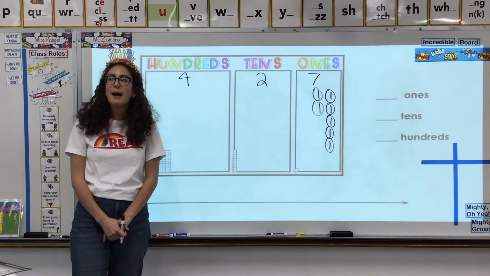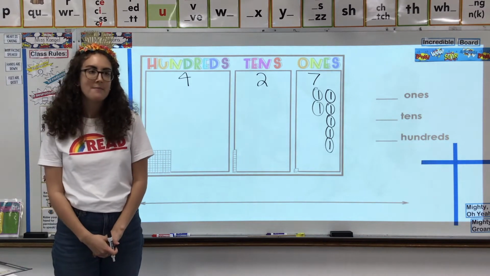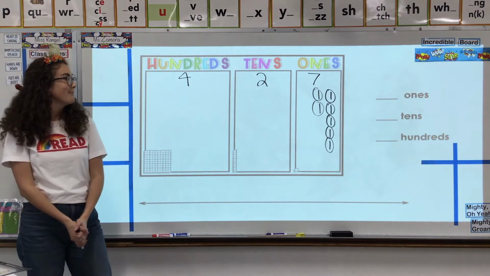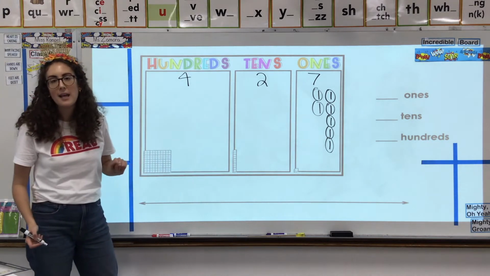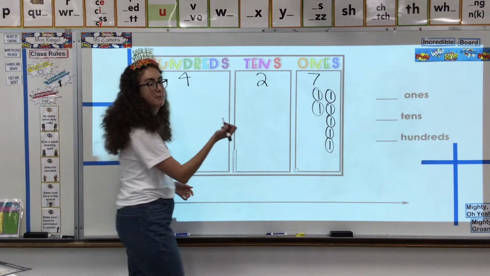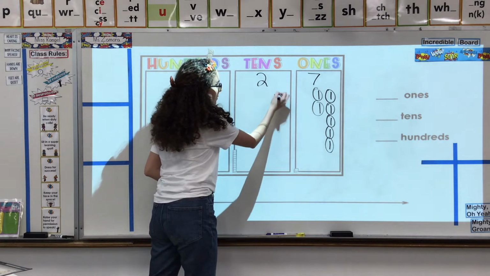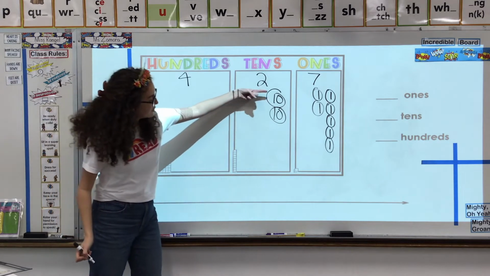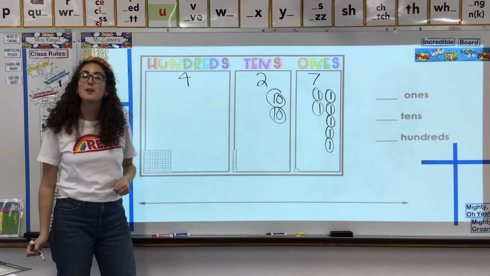Okay, what about the tens place? How many tens are there, second grade? 2. There's 2 tens. Let's go ahead and draw 2 tens. 1, 2. I drew them right underneath each other. 2 tens.